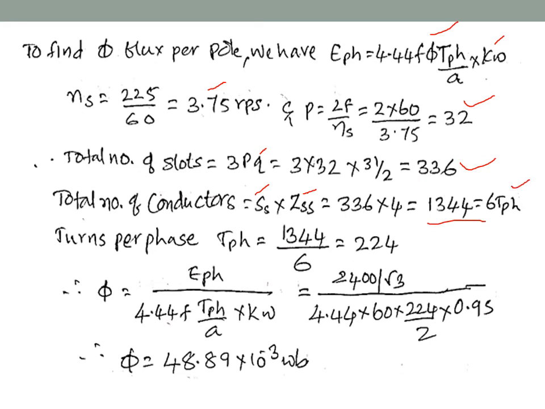Turns per phase is equal to 1344 by 6, which is 224. Because here we don't know the turns per phase, that's why we should find it out. So phi is found from this equation, where this is the unknown. EPH is 2400 by root 3, because this is star connected, so we divide by root 3. A is equal to 2 here, 2 parallel paths. So this phi comes out to be 48.89 into 10 raised to minus 3.